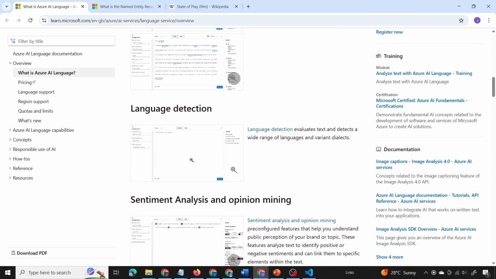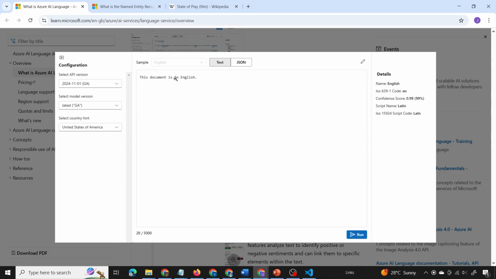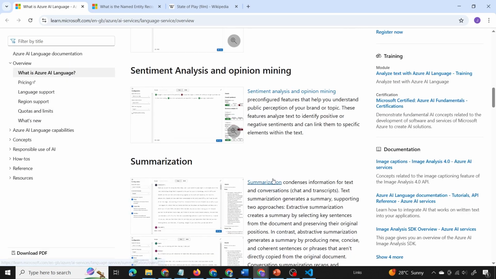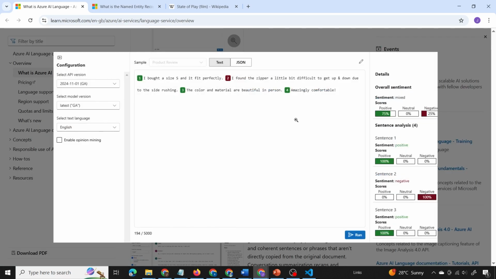Now next is language detection. So it can detect the language in the given text. So this detected as the name is English with a confidence score. Now next is sentiment analysis. So if you provide a text, it can detect the sentiment present in the text, whether the text is positive, negative or neutral. So it will categorize the text as positive, neutral or negative. That is what sentiment analysis is.